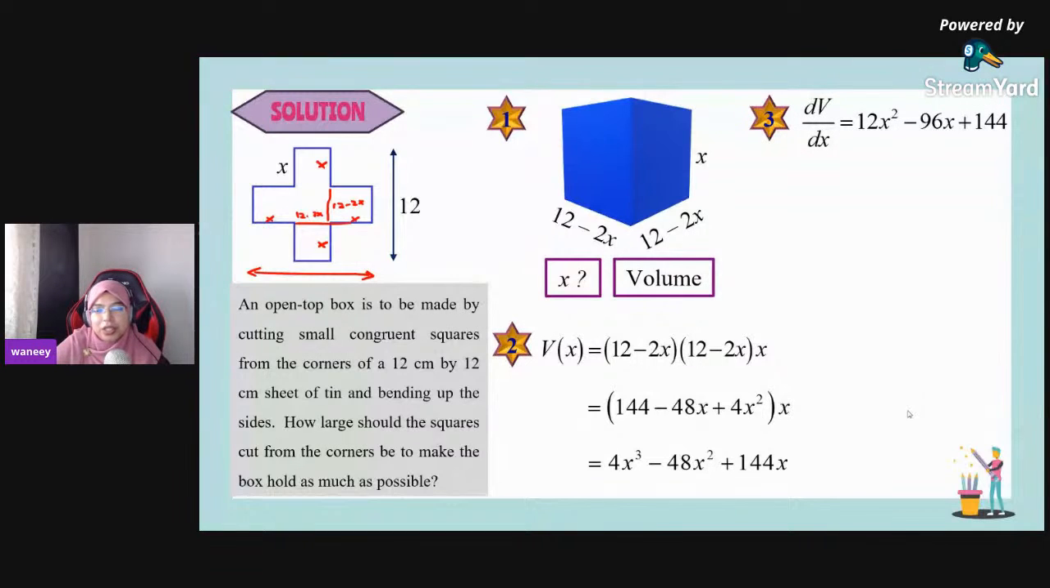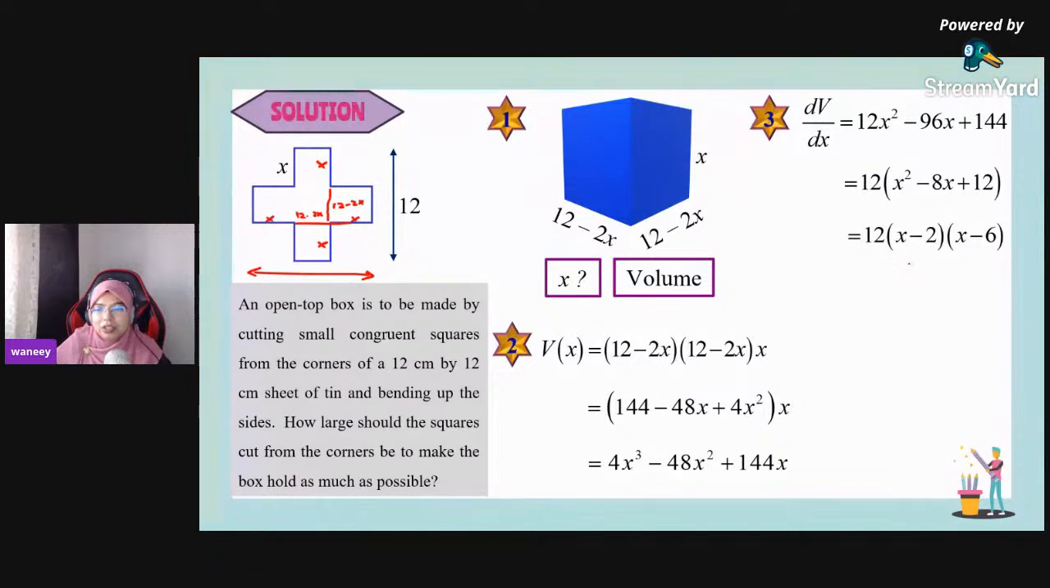Okay, so we differentiate them. It will give you 12x squared minus 96x plus 144. So now, do make sure to factorize them completely and find out what is the value of x when dV over dx is equal to 0. Okay, so factorize them completely. So we got 12, x minus 2, x minus 6.